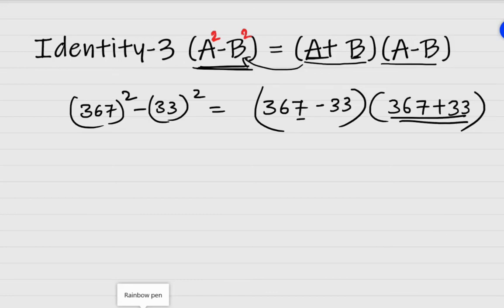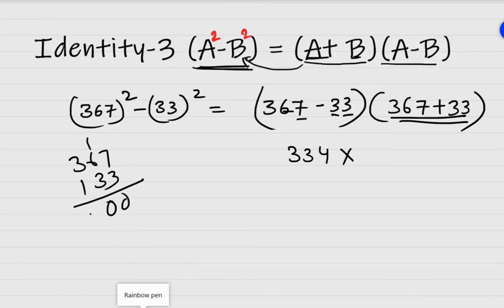There is no doubt. So 7 minus 3 is 4. 6 minus 3 is 3. And 3 will remain like this. So this is equal to 334. This is 334. And here you can see 367 plus 33, 7 plus 3, 10, 1, 0, 1, 4, 400 into 400. Keep two zeros.